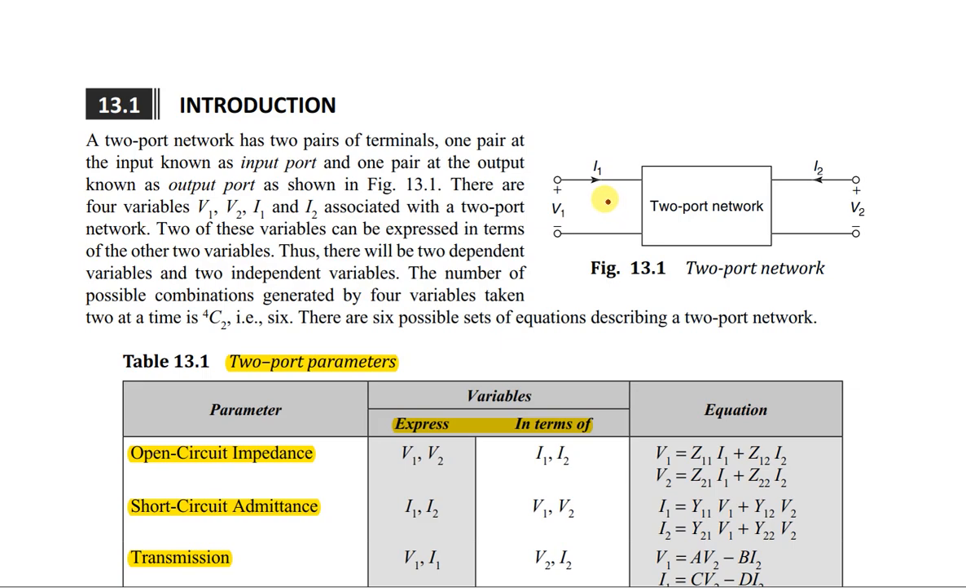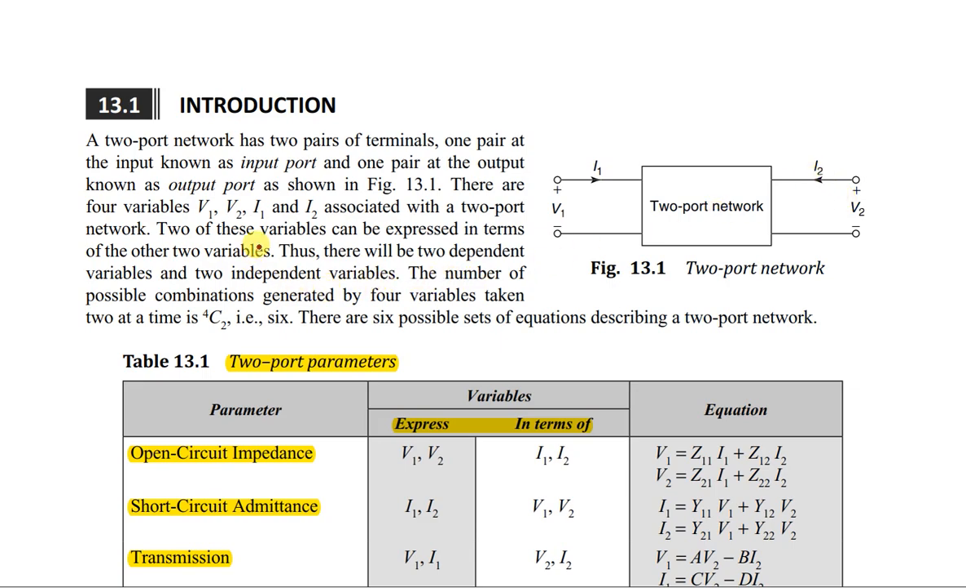You have to observe the direction of the current. I1 and I2 both are going towards the two-port network. I1 is going into this network, and I2 is also going into the network. And V1 is plus here, minus here. V2 is plus and minus here. So these are the four variables: V1, I1 on the input side, and V2, I2 on the output side.